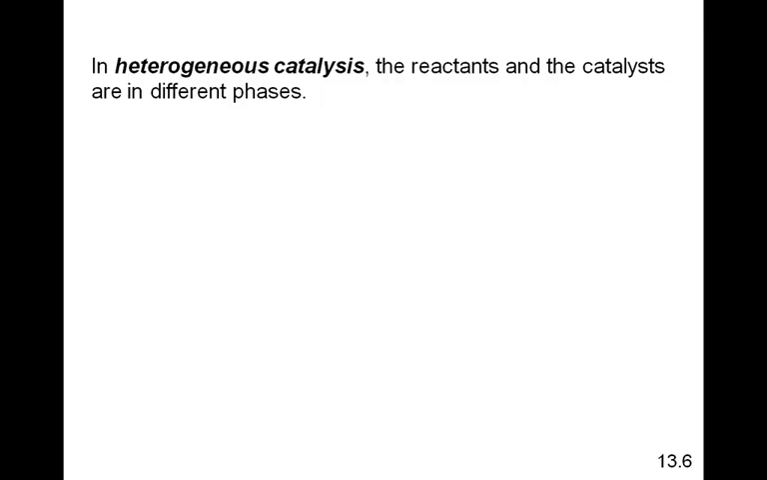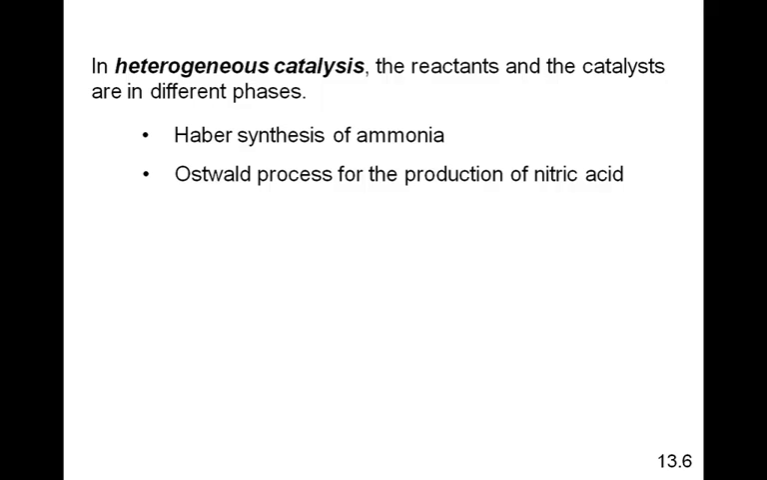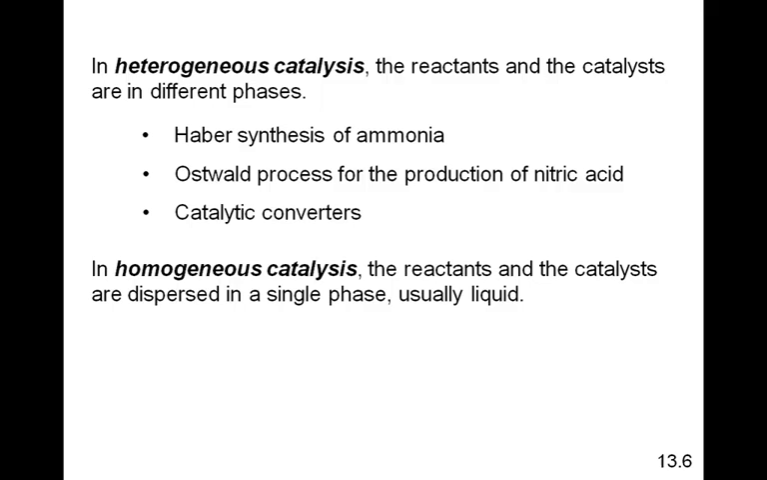Some catalysts are heterogeneous. In heterogeneous catalysis, the reactants and the catalyst are in different phases, like the Haber synthesis of ammonia and the Ostwald process for the production of nitric acid. Of course, I know you're familiar with both of those. Catalytic converters, which you might be somewhat familiar with, especially if you like cars. In homogeneous catalysis, the reactants and the catalyst are dispersed in a single phase, usually a liquid, like acid catalysis and base catalysis.